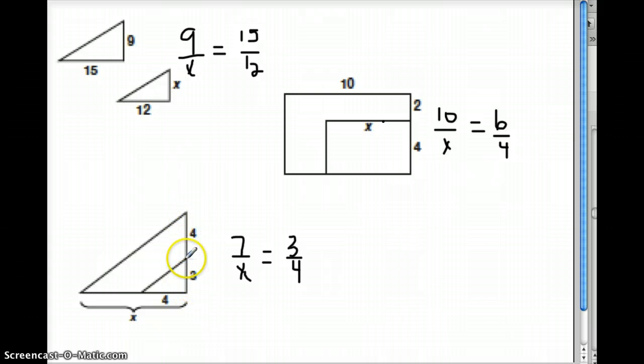In the little triangle, we have 3 here. Now, this side is 4, and we're looking for this side. So it's really important that you keep your side lengths in position.